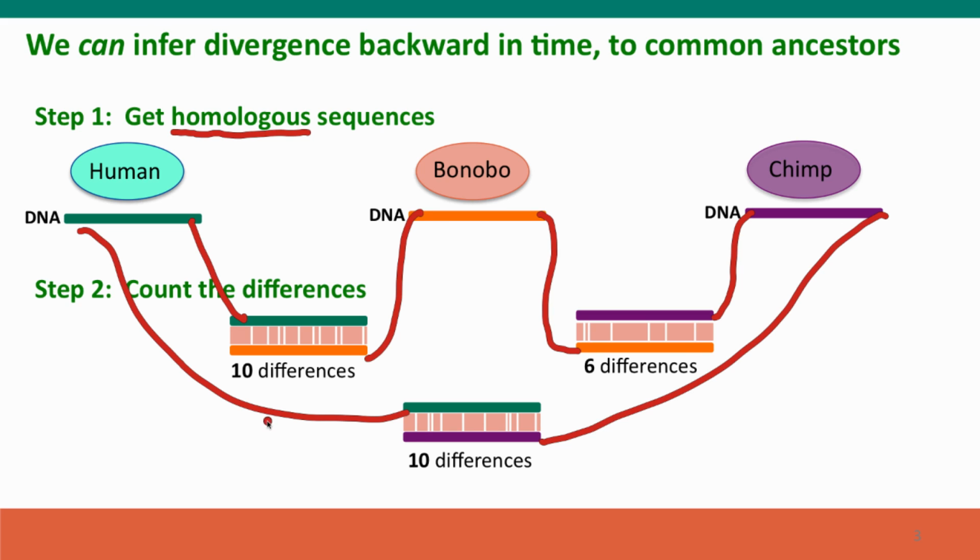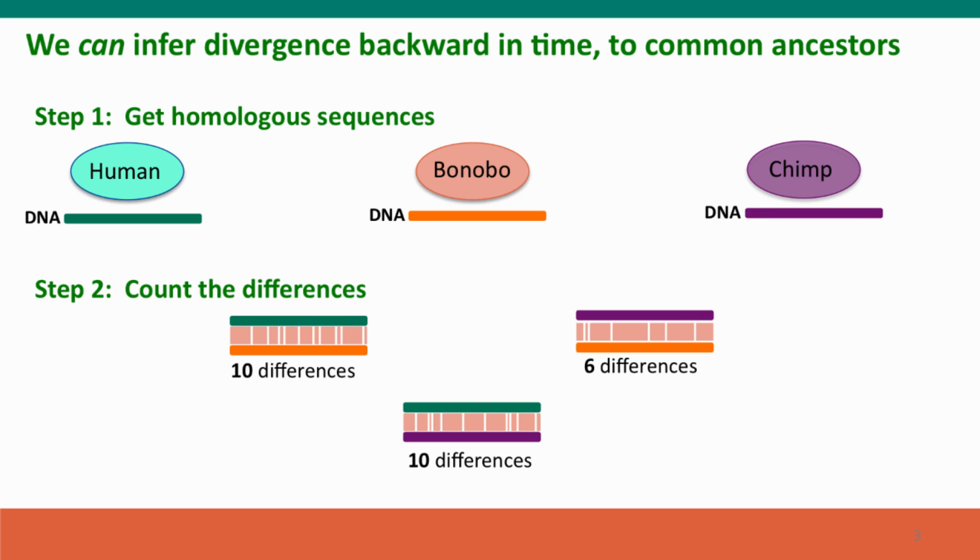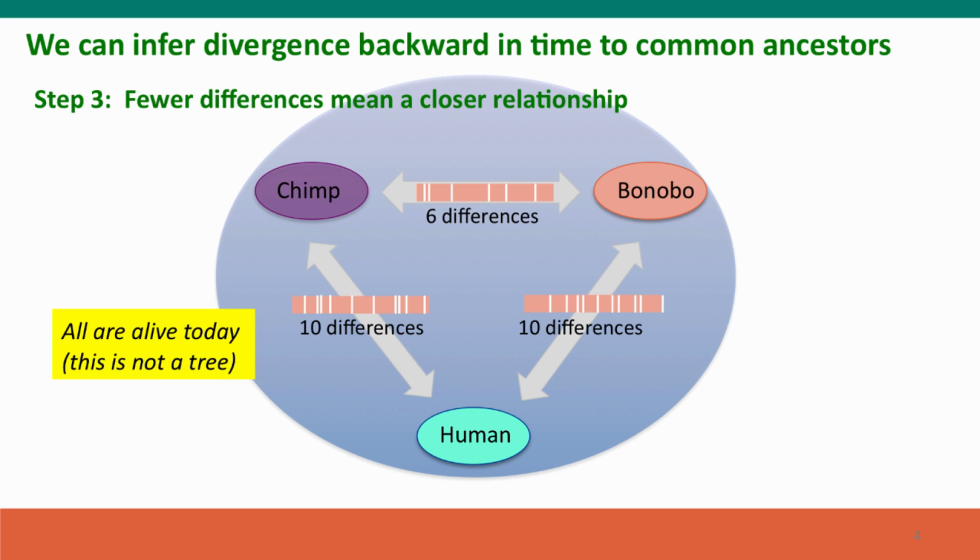There's maybe 1% sequence difference between humans and chimps or bonobos. So maybe if we looked at 1,000 base pairs, we might see 10 differences. Now that we've counted the differences, we can use these differences to make inferences about how long ago these different pairs of animals shared a common ancestor.